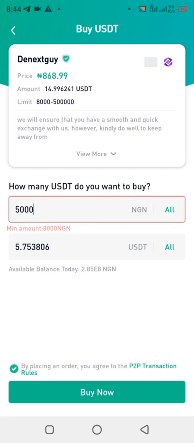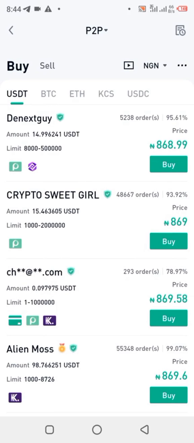When I click buy now, the account number of this company or person will appear. So I have to go to my mobile banking app and make the transfer. After that, I verify that I've made the transfer. This company or individual will release the crypto asset of 5.7 USDT into my KuCoin wallet.